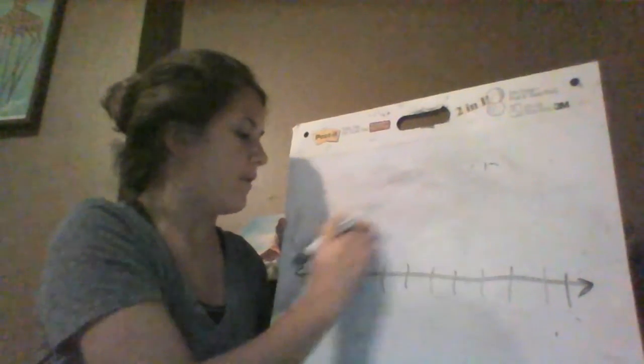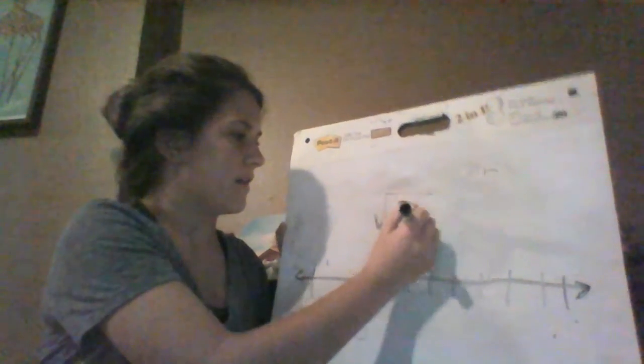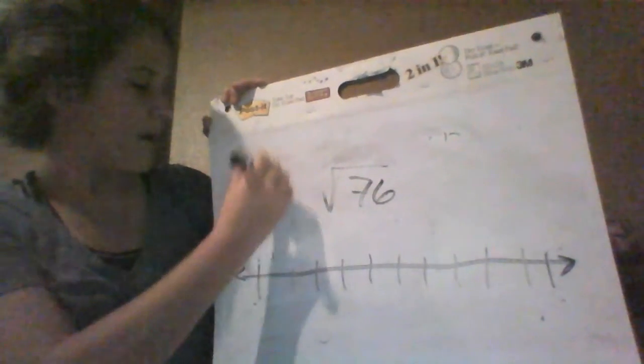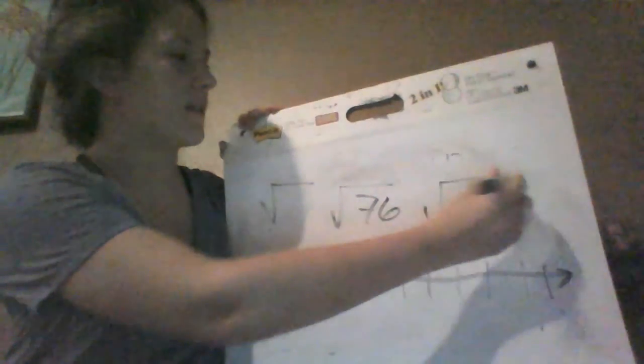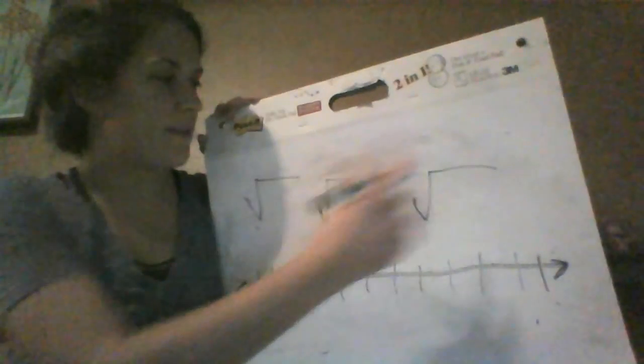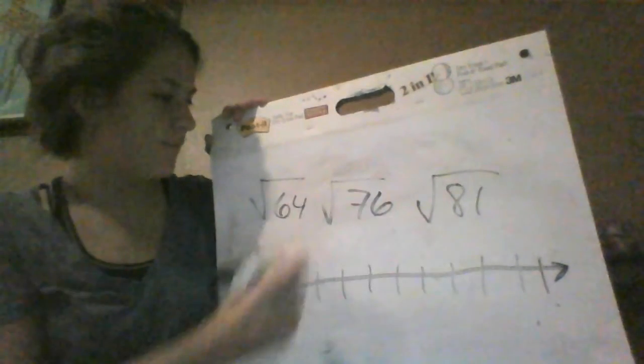All right, I want to know, what is the square root of 76? Well, first thing I want to know is, between what two whole numbers does 76 fall? What perfect squares are around 76? I know there's a perfect square that's a little bigger than 76, and that is 81. And I know that there's a perfect square that's a little bit smaller than 76, and that is 64.